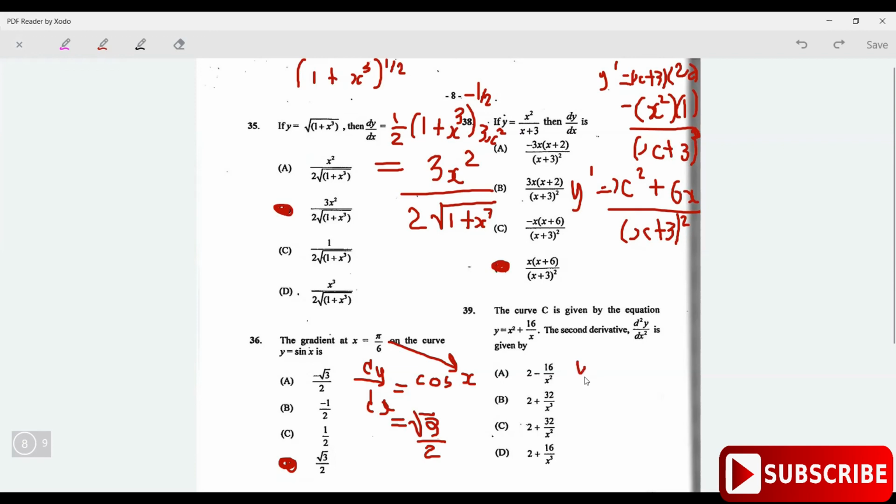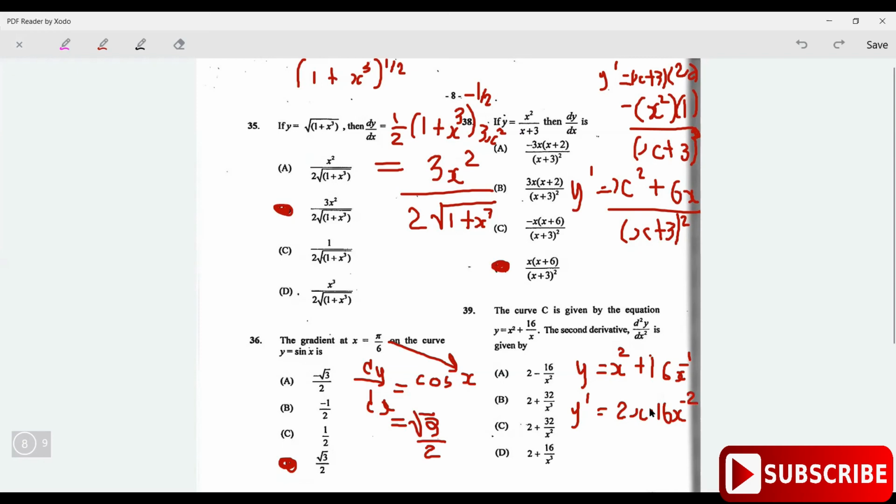Question 39, it says y is equal to x squared plus 16 over x. And so if y is equal to x squared plus 16 over x, then I can rewrite y as x squared plus 16x to the minus 1. And if this is y, then what can I do? Well, I can differentiate it first to get y prime is 2x minus 16x to the minus 2.